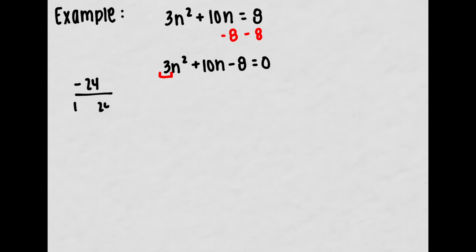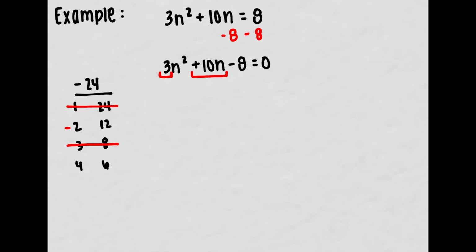I'm now going to list out all those factors. So I have 1 and 24, 2 and 12, 3 and 8, 4 and 6. There's nothing for 5, and then 6 repeats. So I'm done listing my factors. Now, when I add or subtract these, they have to equal this positive 10 in the middle. I can't do that with 1 and 24. I could do it with 2 and 12 if I have a negative on the 2. I can't with 3 and 8. And I could with 4 and 6 if they're both positive.